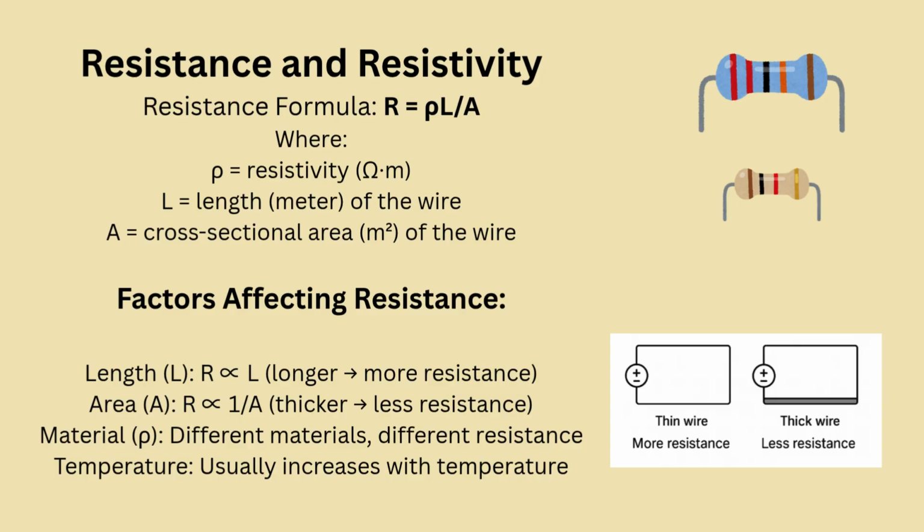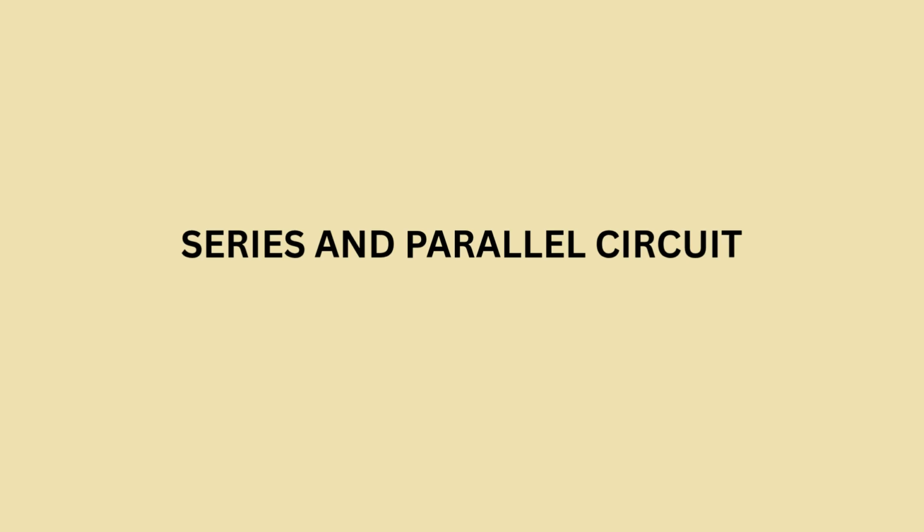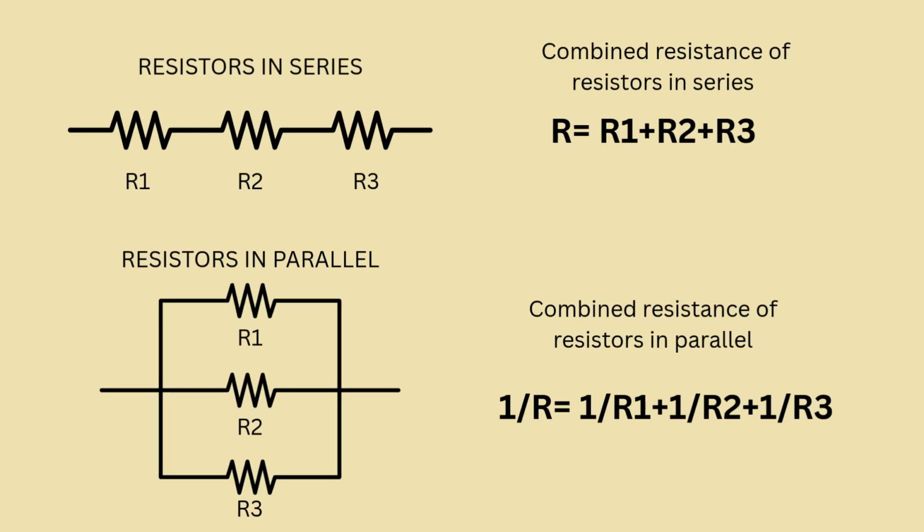So longer wire means more resistance, thicker wire means less resistance. Different materials have different resistances. Resistance usually increases when temperature increases. In a series connection, resistors are joined end to end, forming a single path for the electric current to flow. The same current flows through all of them, but the total resistance adds up. So the combined resistance of resistors in series in the example is R equals R1 plus R2 plus R3.